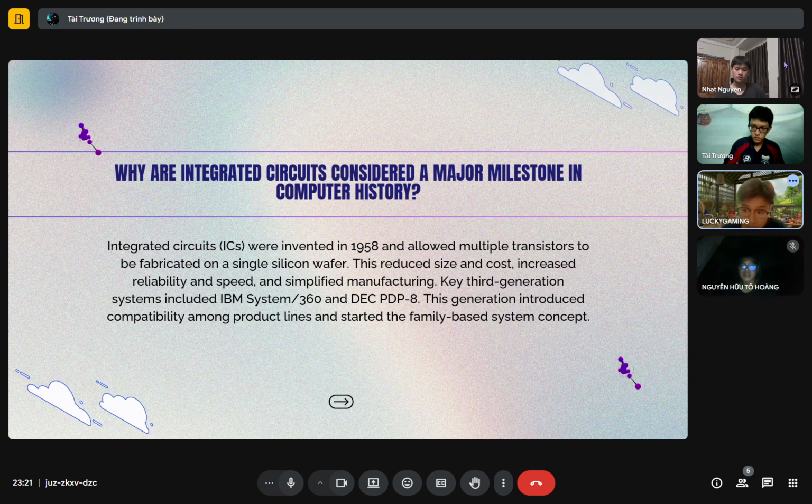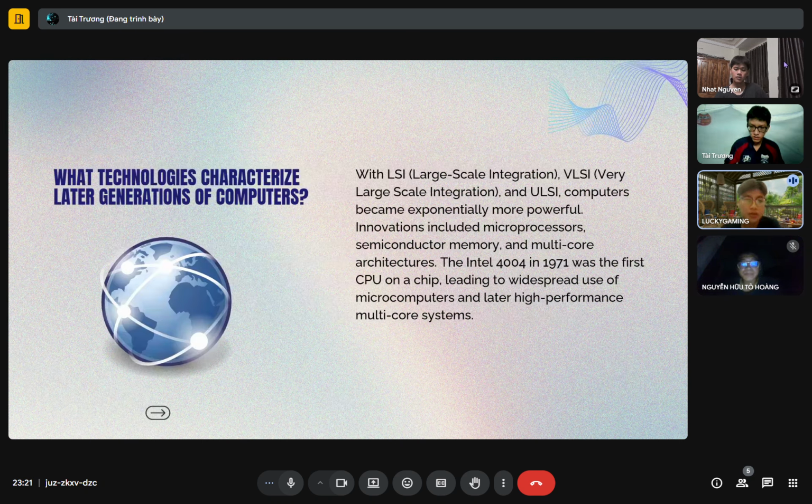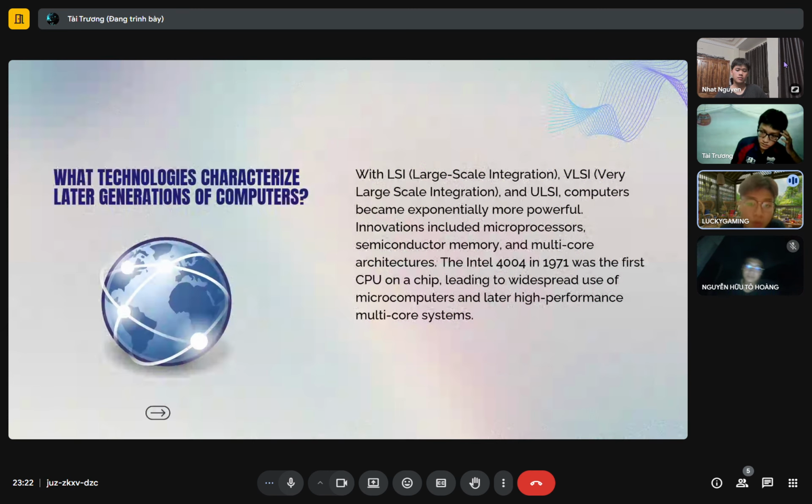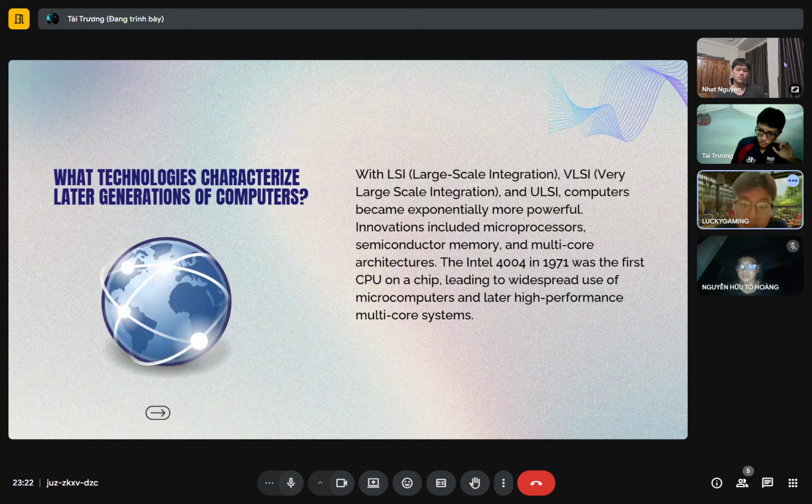And what technology characterizes later generations of computers? With LSI, large scale integration, VLSI, very large scale integration, and ULSI, computers became exponentially more powerful. Innovations include microprocessors, semiconductor memory, and multi-core computers. The Intel 4004 in 1971 was the first CPU on a chip, leading to the widespread use of microcomputers and later high-performance multi-core systems.